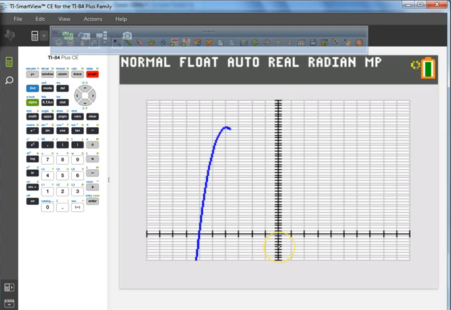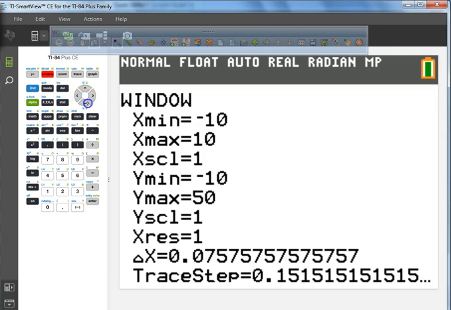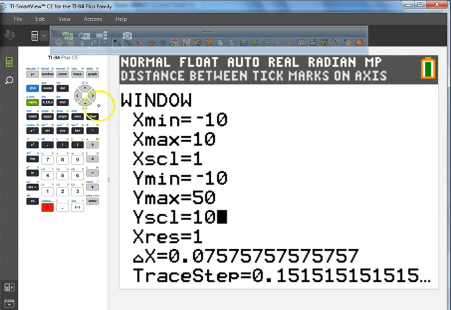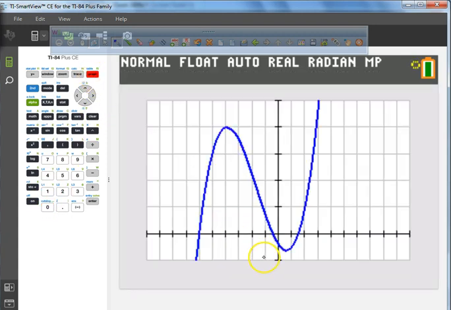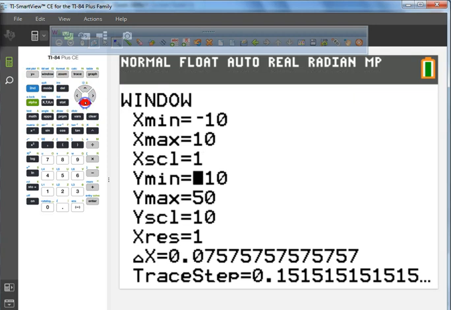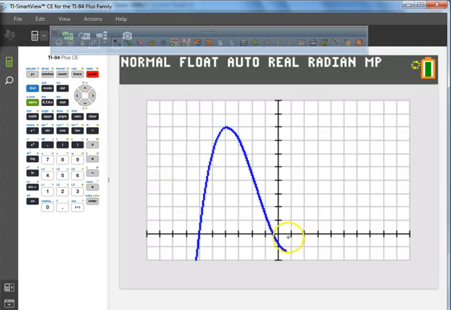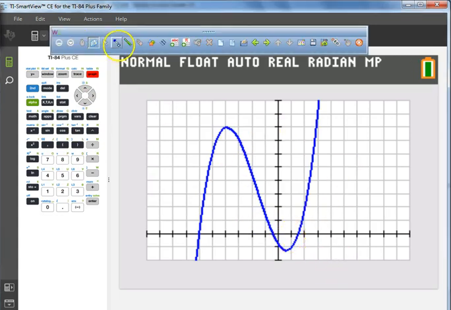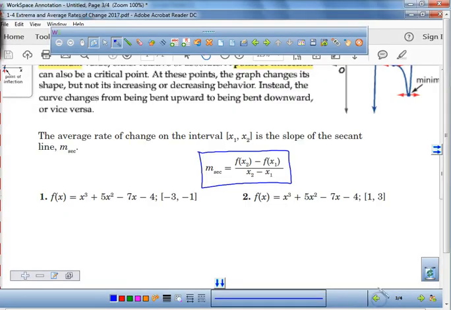Hit graph. Oh, I don't like all those tick marks. So let's go to window settings. Let's change your Y scale. Instead of 1, let's go 10. That's a little bit better. Maybe go evaluate from what? From 1 to 3.